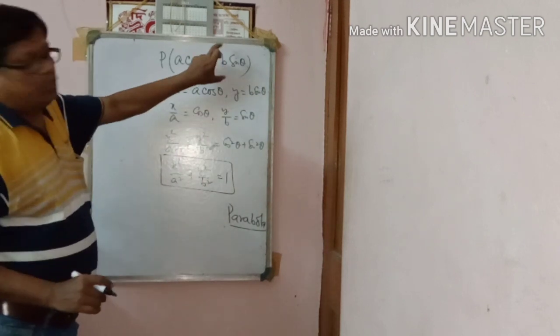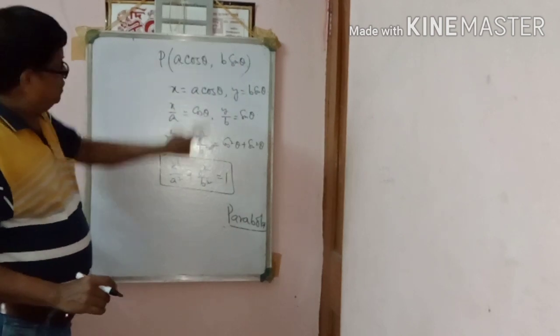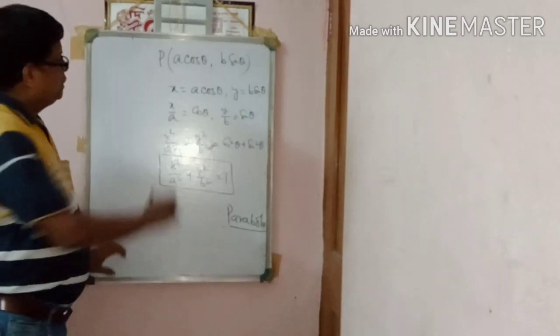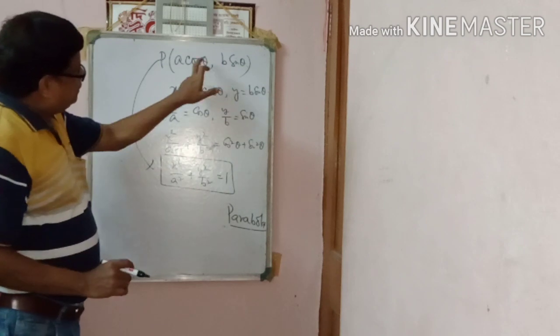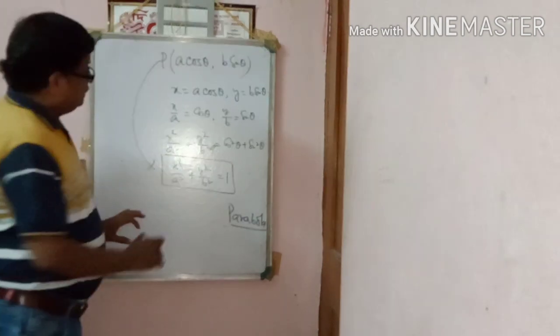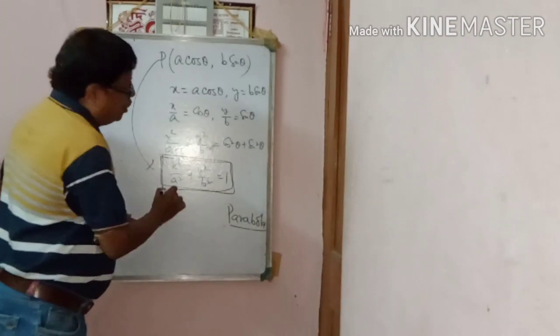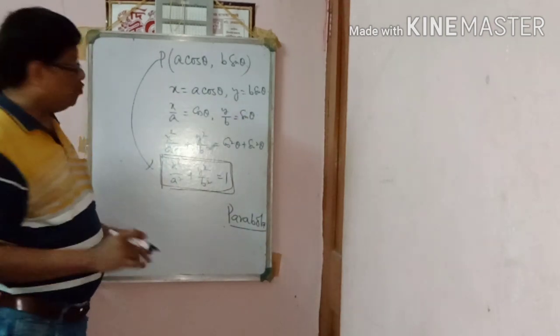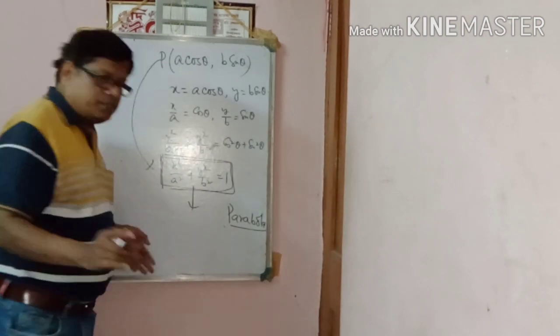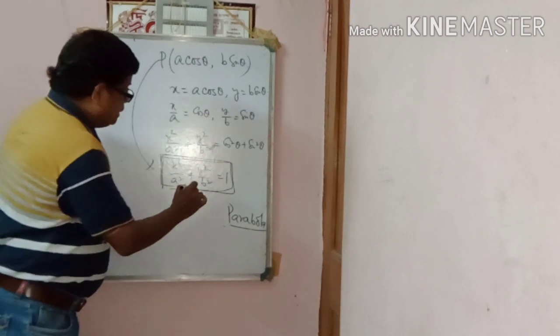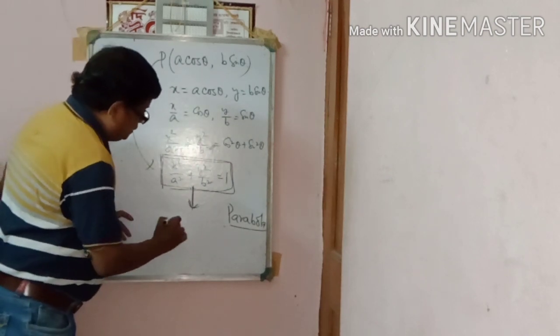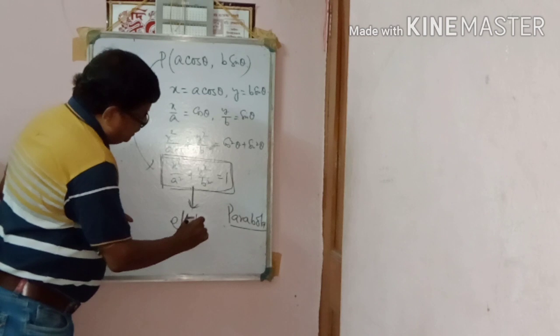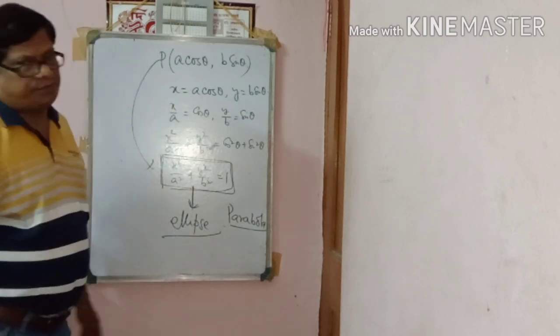This is the locus of the point. The locus of the point equals this. This is the equation of an ellipse. Keep in mind, it is in the syllabus. Now you remember, this is the equation of an ellipse.